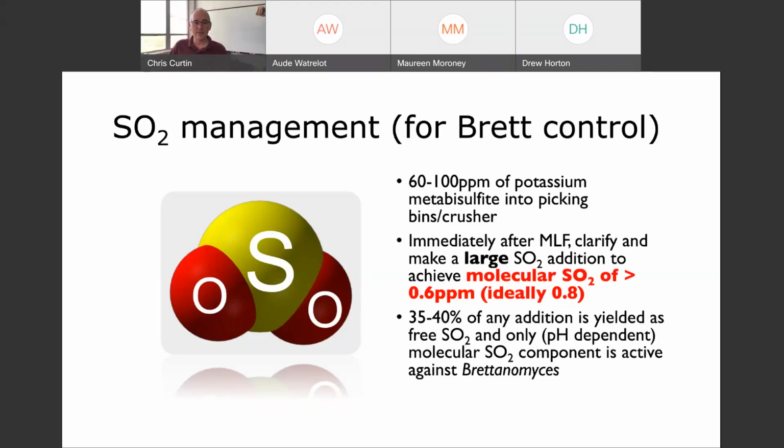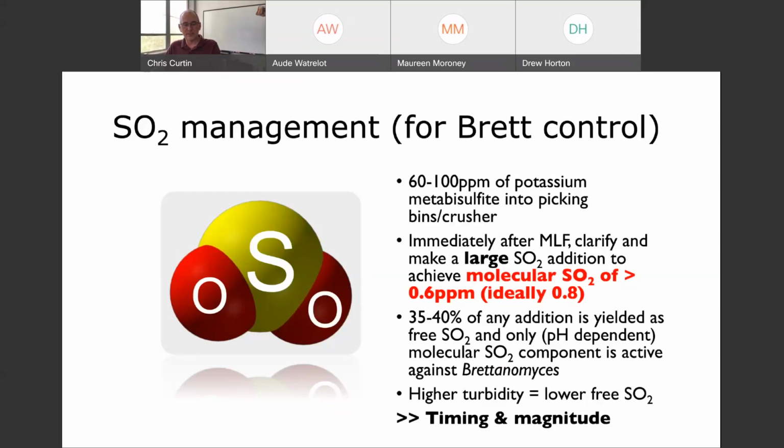Some things to remember: when you're adding sulfur dioxide or adding potassium metabisulfite, only 35 to 40% of the sulfur dioxide is going to be yielded in the free form. The rest will get bound up. While we need to care about total SO2 for lactic acid bacteria like Oenococcus, really it's just the free and molecular part that works against Brettanomyces. Clarifying wine is important from the point of view that if you have a very turbid wine, when you're adding sulfite, you're going to get less in the free form, more of it's going to get bound up.